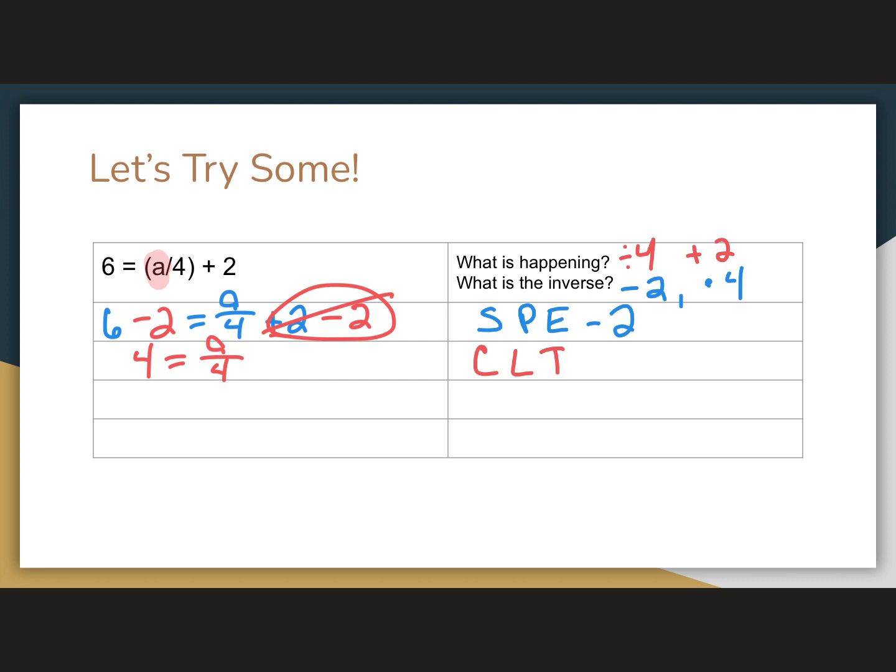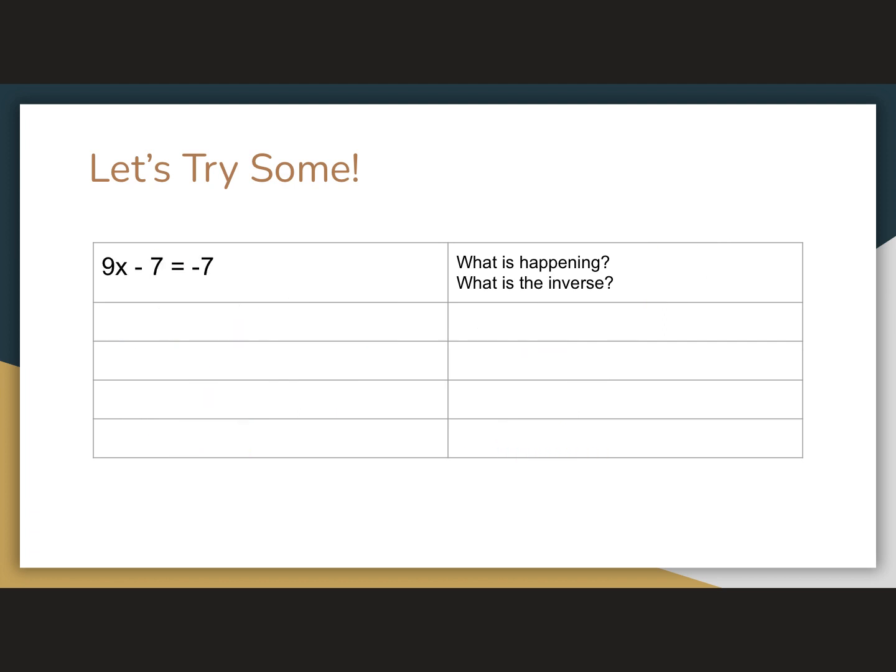My next step is to multiply by 4. So multiplication property of equality, and I'm multiplying by 4. So I have 4 times 4 equals a over 4 times 4. Now I'm going to simplify this. 4 times 4 gives me 16 equals, those cancel, I get a. So 16 is a.